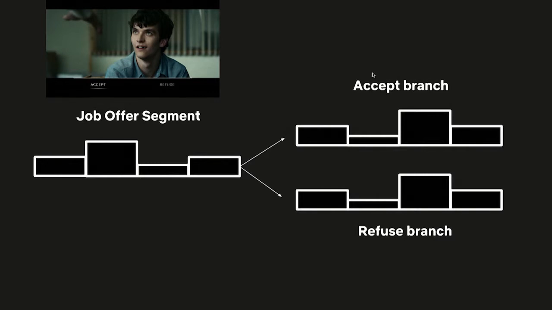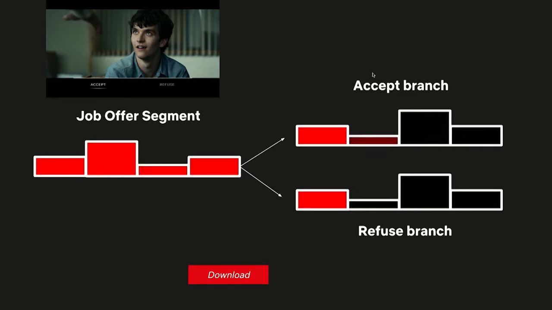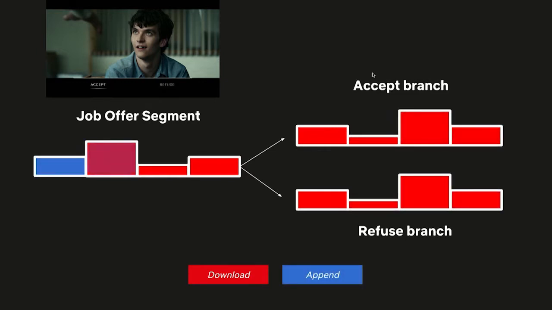And so the solution here, or one solution, would be to separate download from playback. So as you're watching the job offer segment, you're actually downloading both branches in the background. And it's not until you've made your selection at the very end of that job offer segment that we start appending the right media samples into the media source buffer.